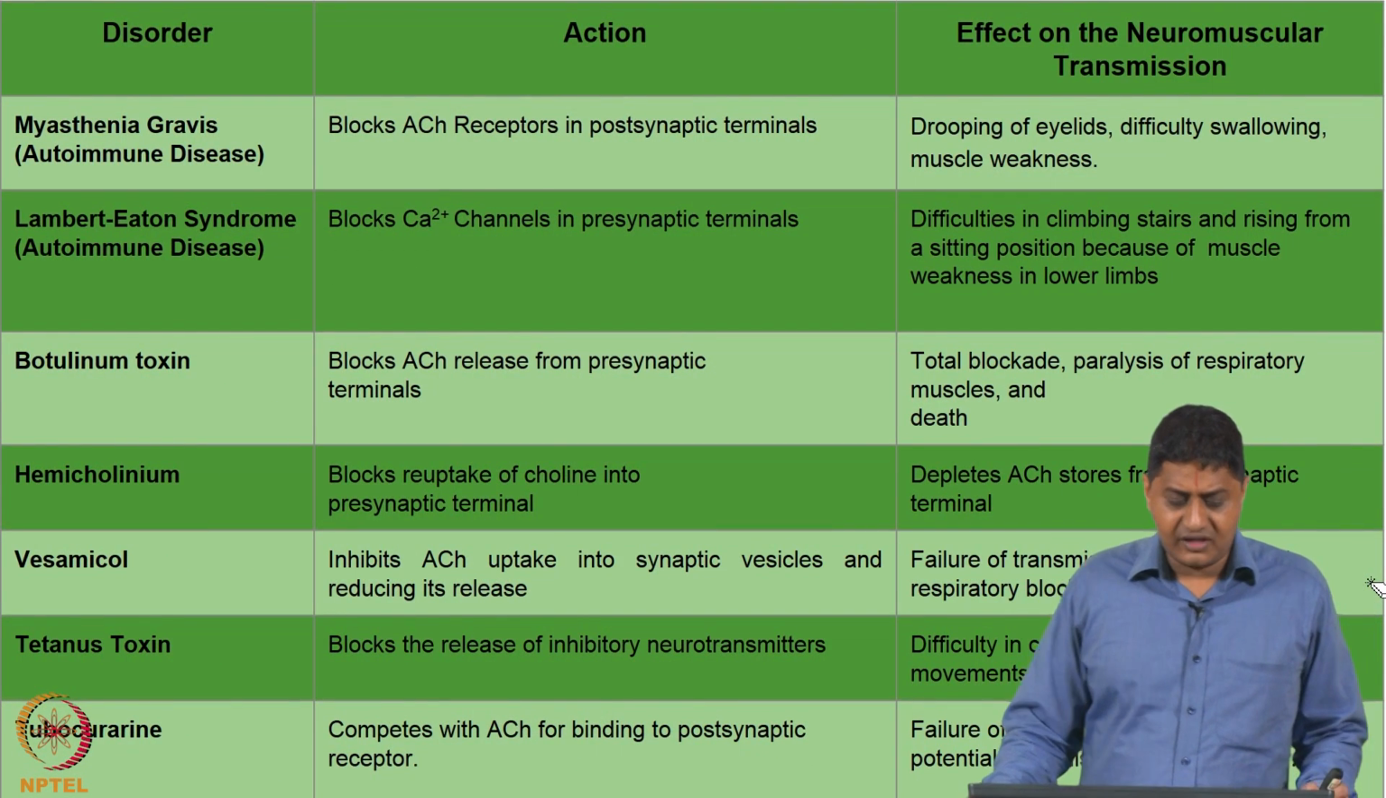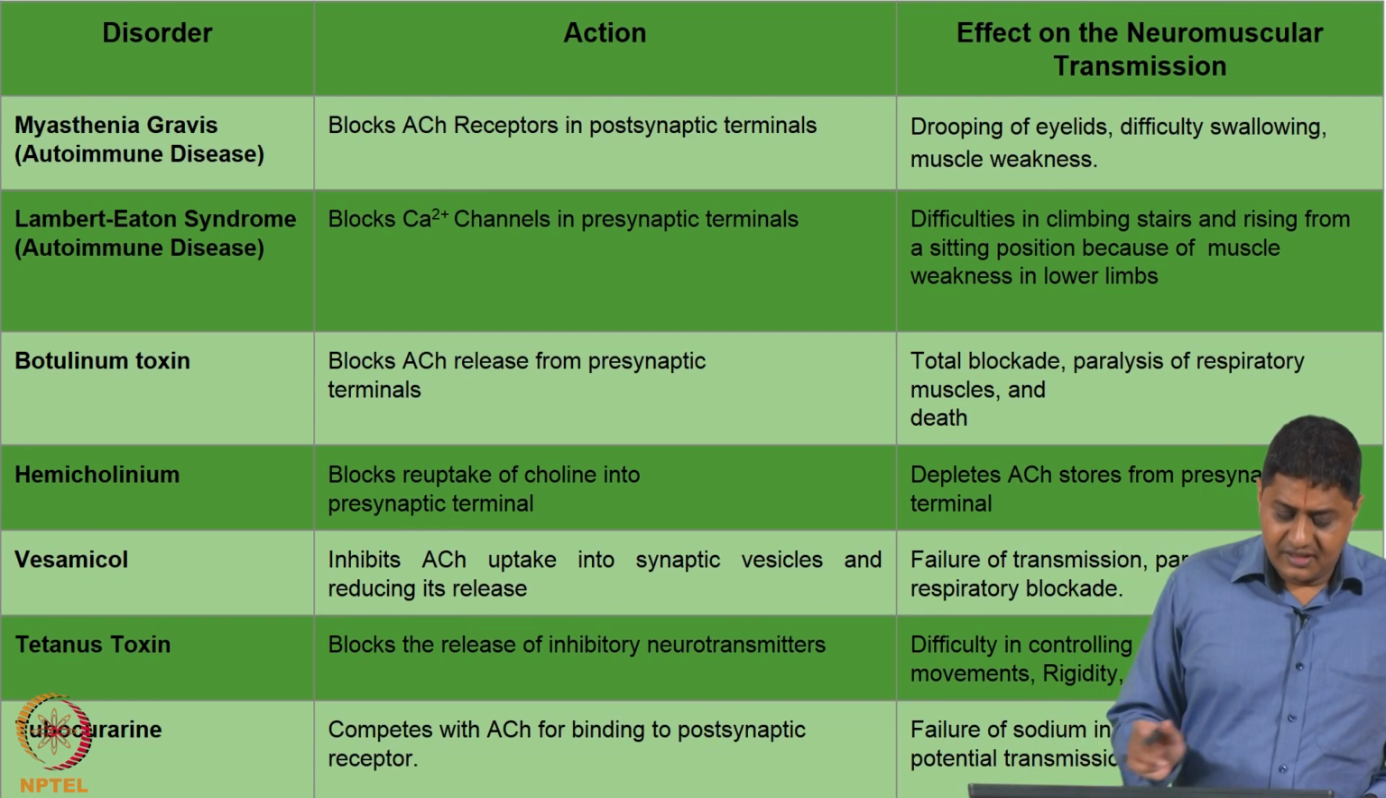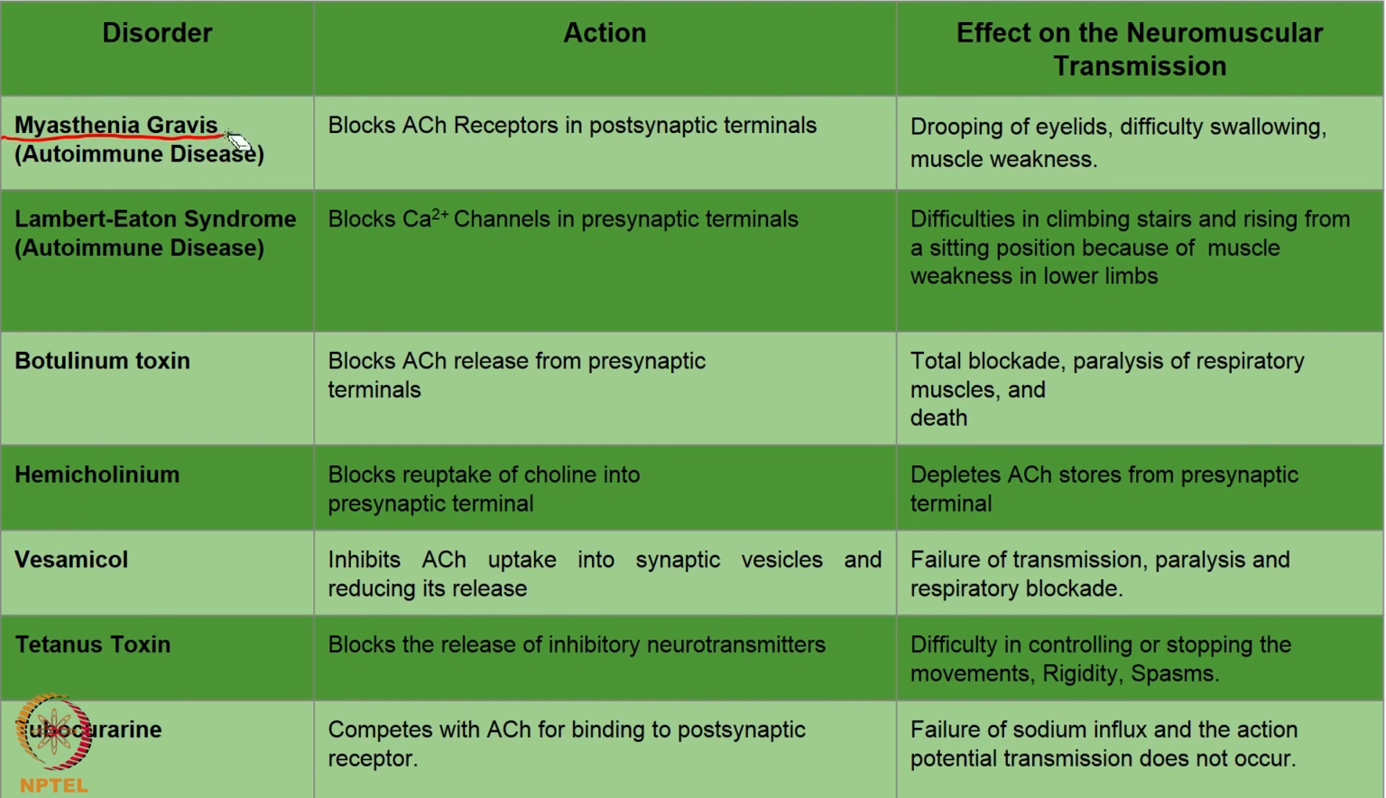So, in summary, what are the various things that we have seen? We have seen Myasthenia gravis, which is an autoimmune disorder. It blocks the nicotinic cholinergic receptors in the postsynaptic terminal, essentially causing drooping of eyelids, difficulty in swallowing, and weakness of the muscle. Then there is Lambert-Eaton myasthenic syndrome, again an autoimmune disorder. This blocks calcium channels in the presynaptic terminals, causing difficulty in climbing stairs and rising from a sitting position because of muscle weakness.